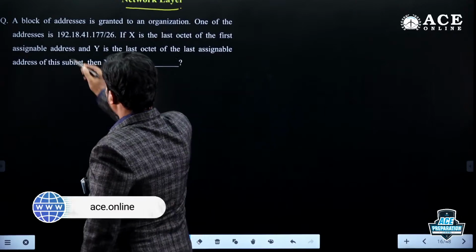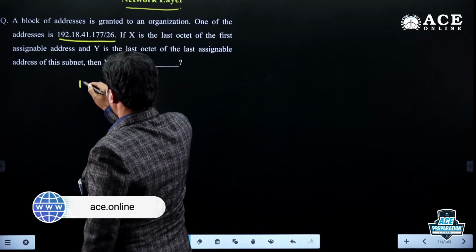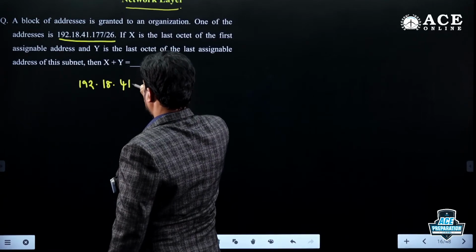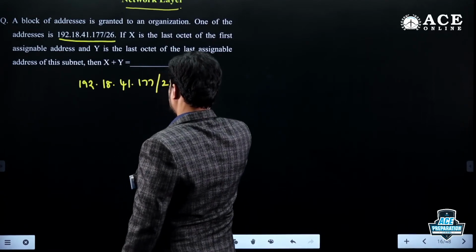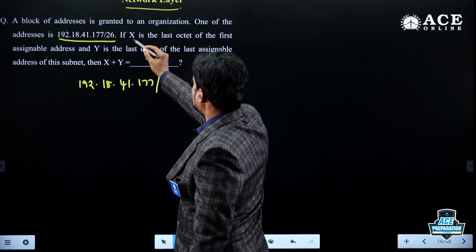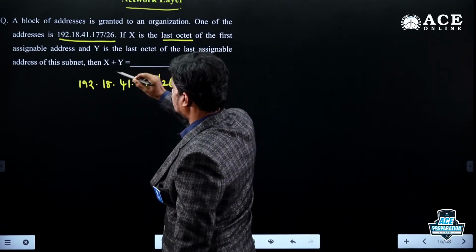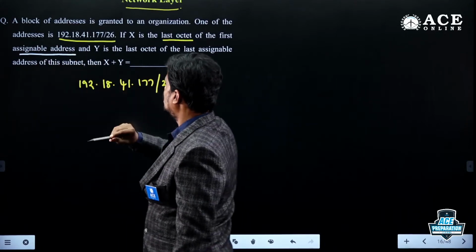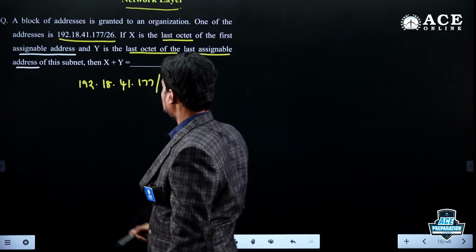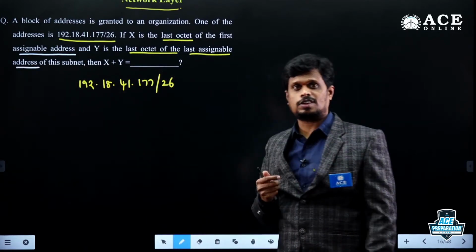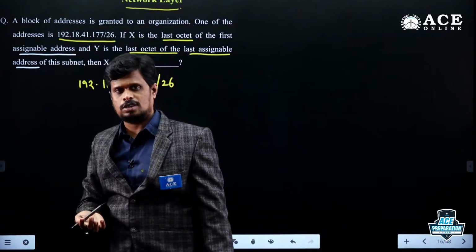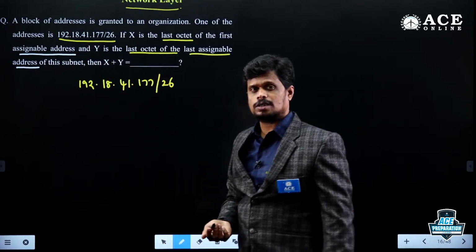It is given that the block address is 192.18.41.177/26. It is asking about X, the last octet of the first assignable address, and Y, the last octet of the last assignable address. So we need to find the first address and the last address. As it is a CIDR representation, how can I calculate the first address?